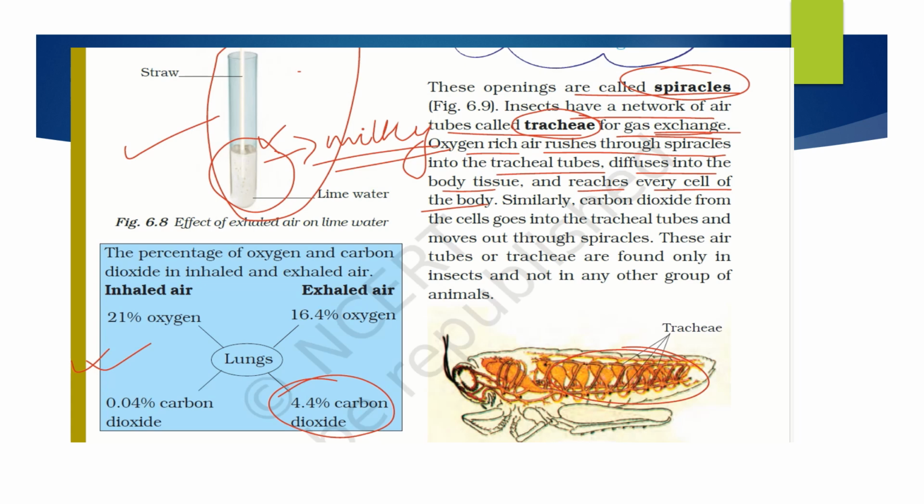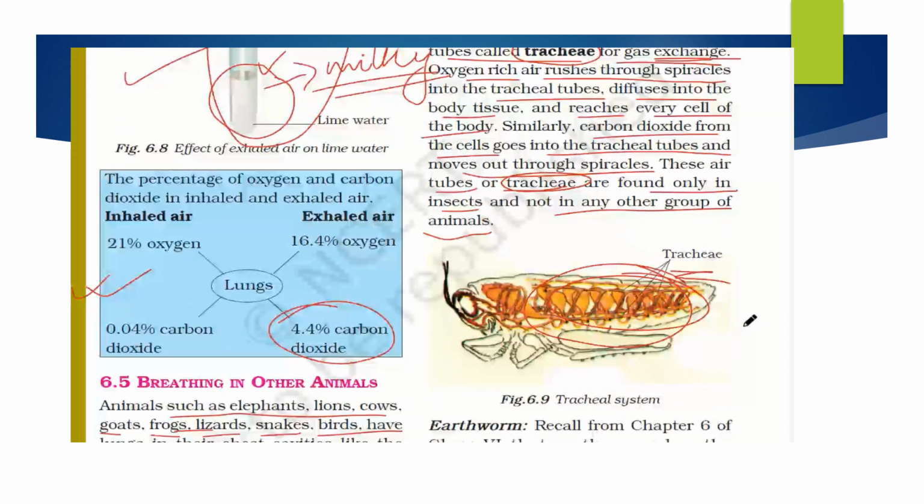It is being absorbed into the blood, sorry, not into the blood. They have not hemoglobin, they have hemocyanin. In higher classes you will study that. Like that, oxygen goes into the cells. Similarly, carbon dioxide from the cells goes into the tracheal tubes and moves out of the spiracles. These air tubes or trachea are found only in insects and not in other groups of animals.